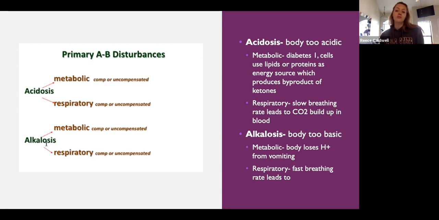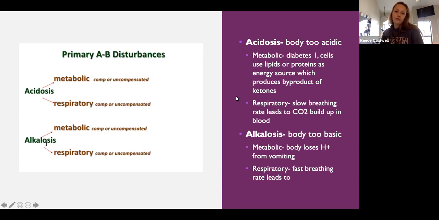Respiratory alkalosis would be caused by really fast breathing. Fast breathing leads to the lack of carbon dioxide buildup in the blood. So we don't have a lot of carbon dioxide because we're breathing in so much oxygen. We're breathing in way more oxygen than carbon dioxide. And whenever we don't have enough carbon dioxide in the blood, that will make it more basic.